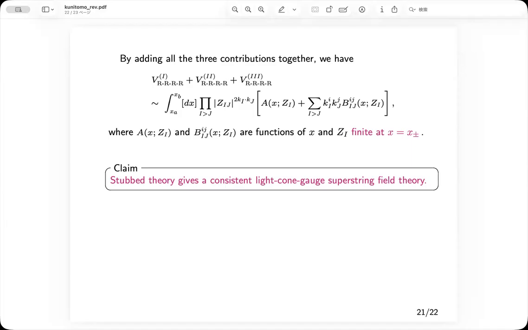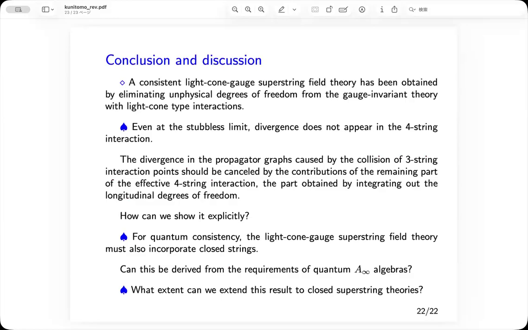So our claim is that this stub theory gives a consistent light-cone superstring field theory. So, a conclusion to discuss. We studied how a consistent light-cone superstring field theory can be obtained by eliminating unphysical degrees of freedom from the gauge invariant theory with light-cone type interaction with stubs.